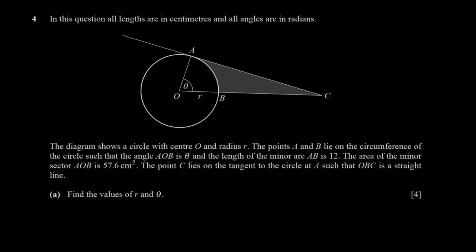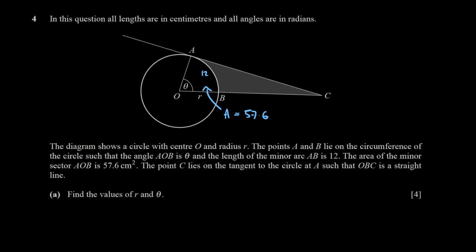Now, we're told that this length here is 12, so I'm going to label that onto my diagram. That's 12. And we're also told that the area of the minor sector is 57.6. So this area here of that sector is equal to 57.6. Now, the point C lies on the tangent to the circle at A.